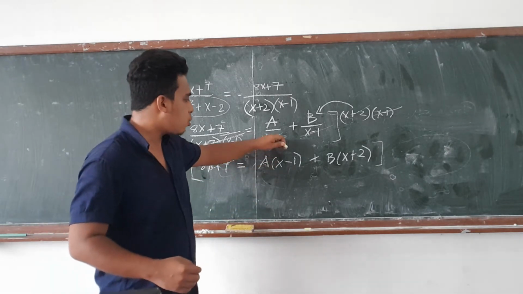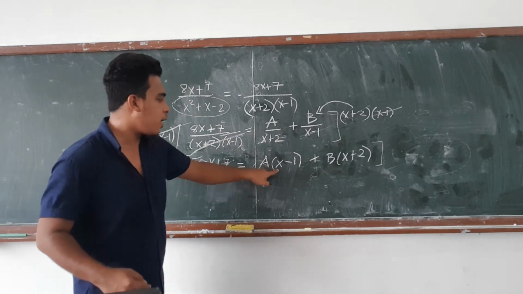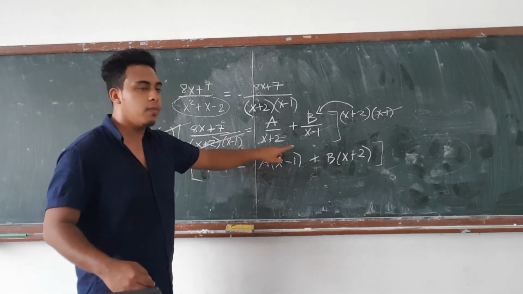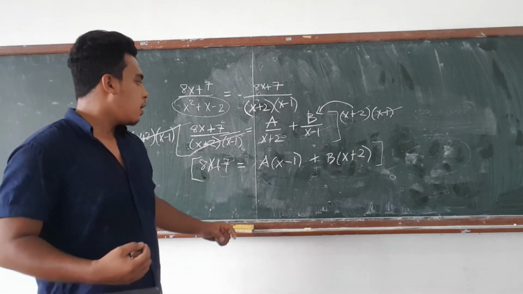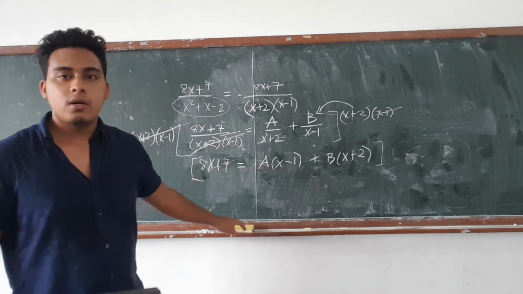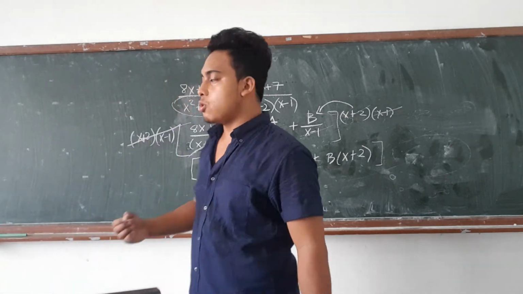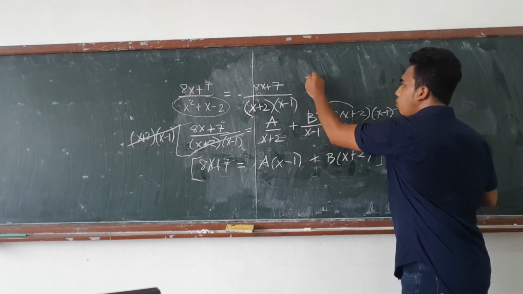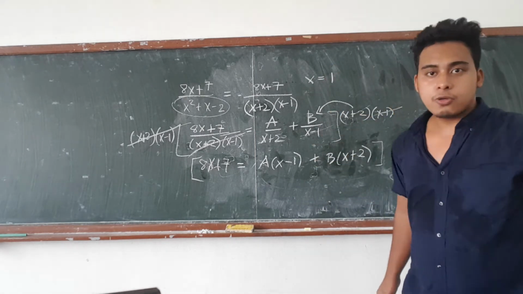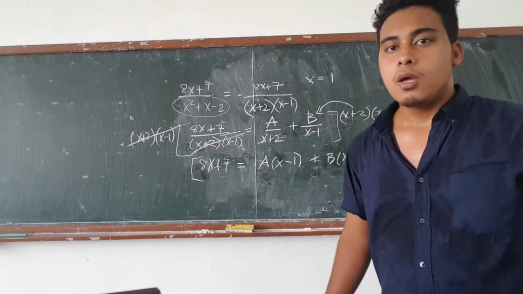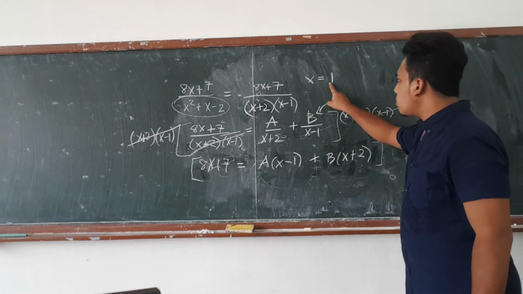So if we try to put some value of x that can cancel, then a will be eliminated. Okay? So let's assume that x is equal to positive 1. Now sir, why positive 1? So we try positive 1.